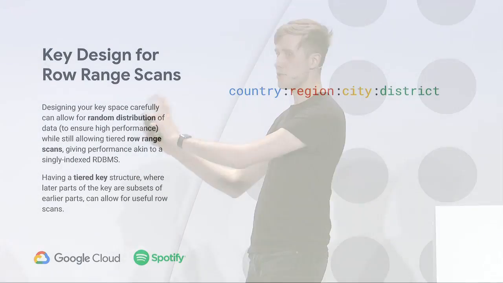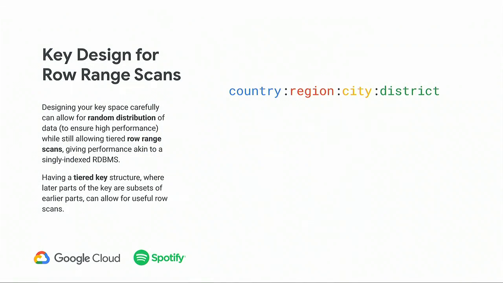And if you exploit this even more, you can have tiered keys. So tiered keys are where the first section of your key is kind of a superset of all the later sections of the key. And let me talk a little bit about what that means. So here's a very contrived example. Don't do this. It's just for explanation purposes here. But let's say that you're keying your data in Bigtable by keys that look like this. They start with the country that your data is in, the region, the city, and then the district.